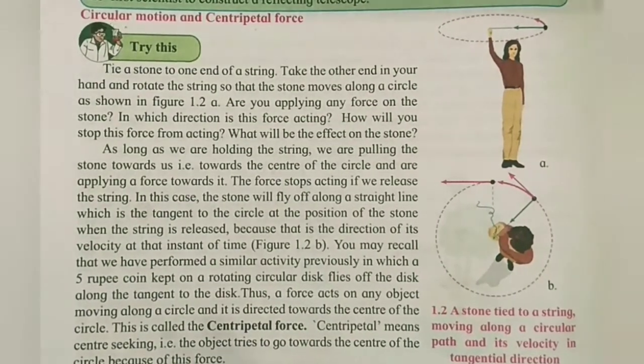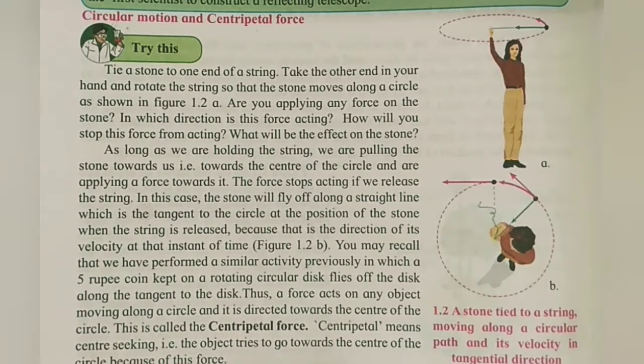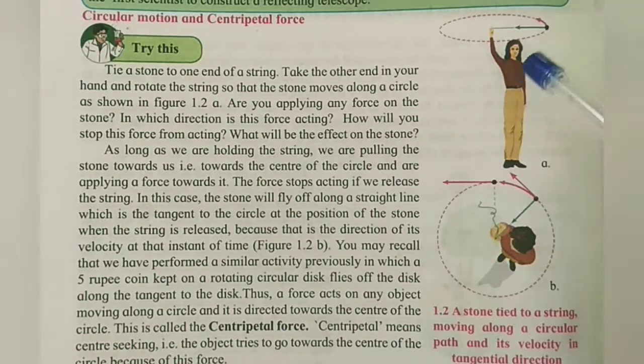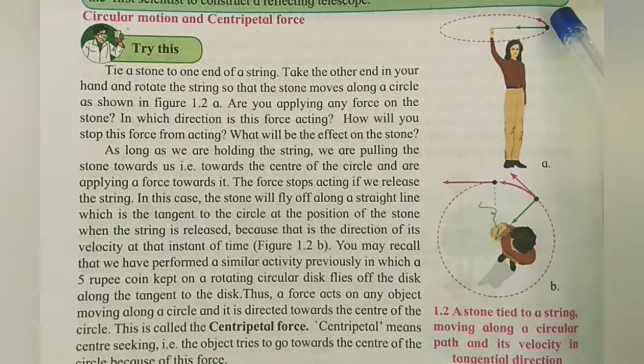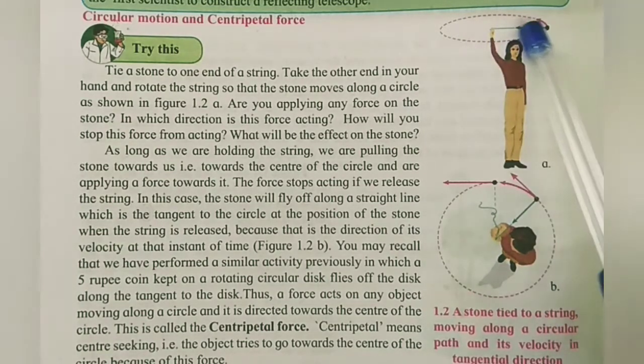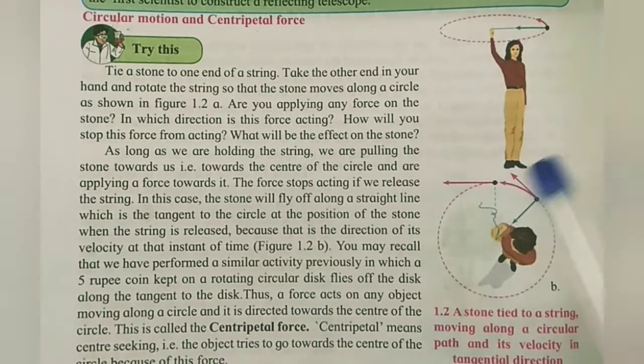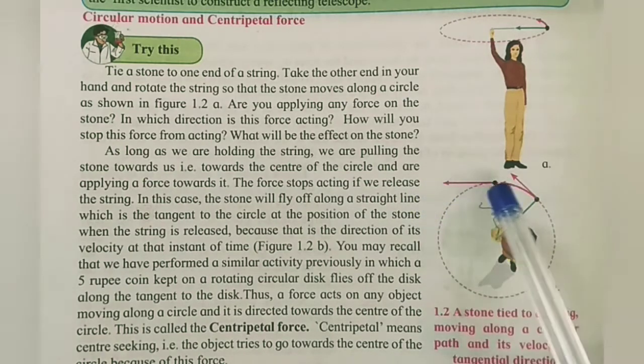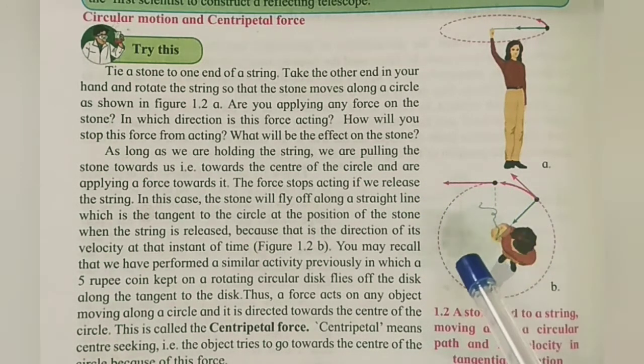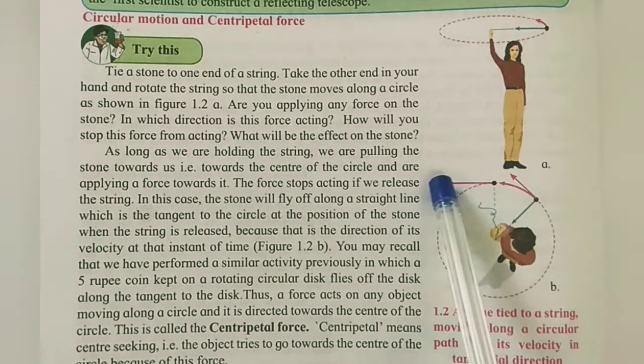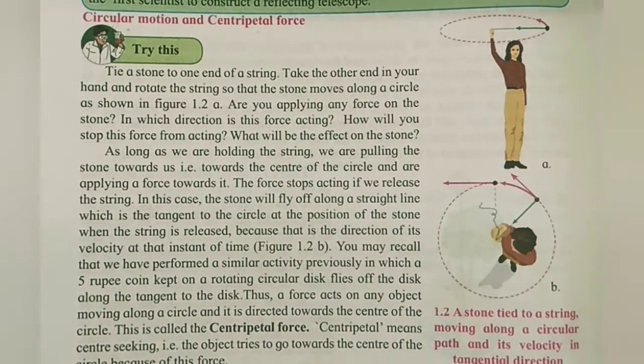So see here, one experiment we are performing, in which we are holding one end and tying a stone to the other end and moving it in a circular direction. Okay, so here the force acts towards the center of the circle, and if you release it in between, then it moves along the tangent. You know that in a circle, a tangent touches at one point, so it moves in the tangent direction where it is released, as shown in figure 1.2b.